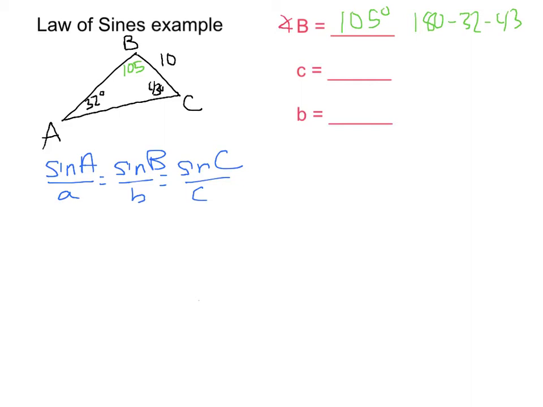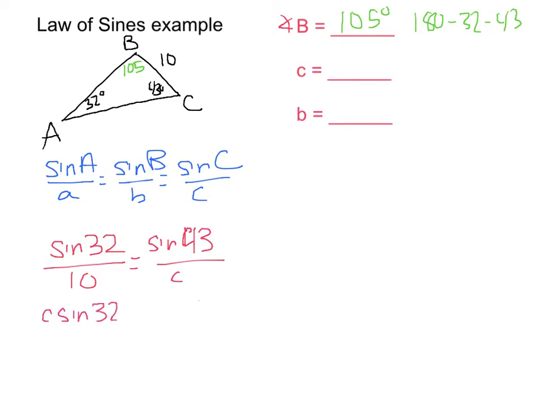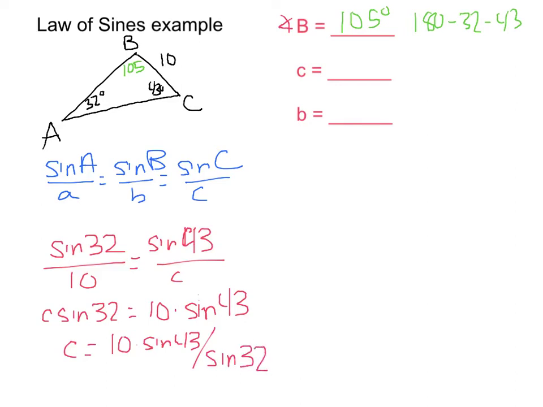So let's start with sine of 32 over 10, and I'm going to find side C first. Equals sine 43 over side C. So I'm going to cross multiply like this. 10 times sine 43. Then I'm going to divide by the sine of 32, so C is equal to 10 times sine 43 divided by sine of 32. Do that in your calculator.